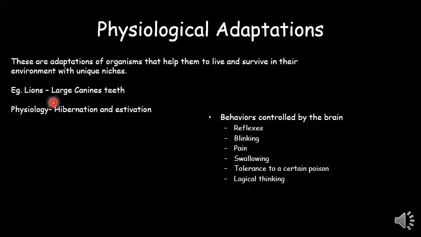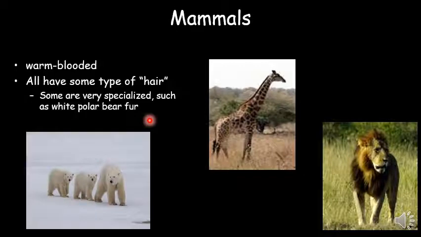Say for example, if you take lions, they have large canine teeth as well as a very well developed digestive mechanism to digest raw meat. Okay. Likewise, in physiology, we have another two best adaptations, hibernation and estivation. Remember, hibernation and estivation is a kind of behavior that comes under behavioral adaptation, which is exhibited during a particular season. And also during hibernation and estivation, the physiology of the species changes. Hence we also include hibernation and estivation in physiological adaptations.